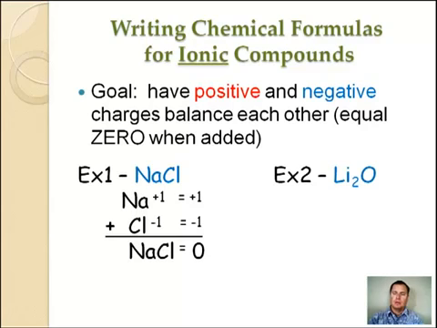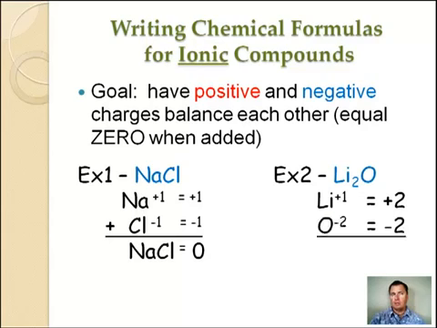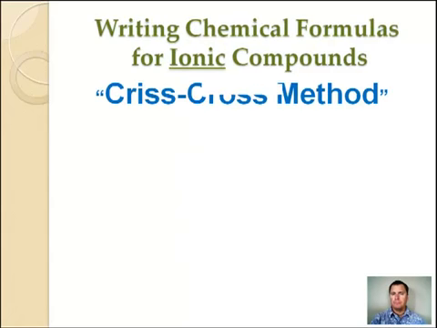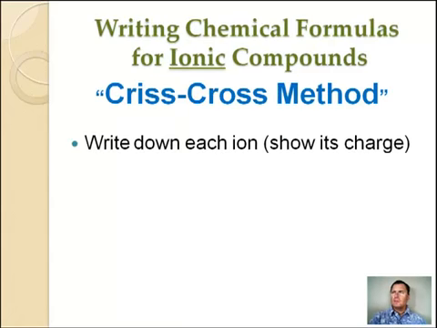How about this one? Lithium oxide. Lithium is a +1. There's 2 of them, right? We got 2 of them here, so we have a +2 charge. Oxygen, if we look on a periodic table, has a -2, so +2 plus -2 is 0. Okay. Well, we could go through and figure them out that way, but there's an easier way we have rather than writing charts out like this, and we call that the crisscross method. Okay. 2 basic things you need to do.